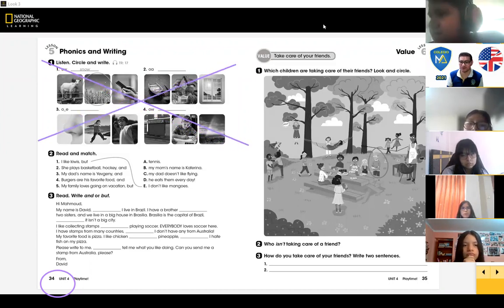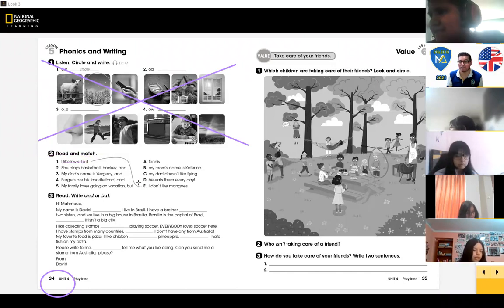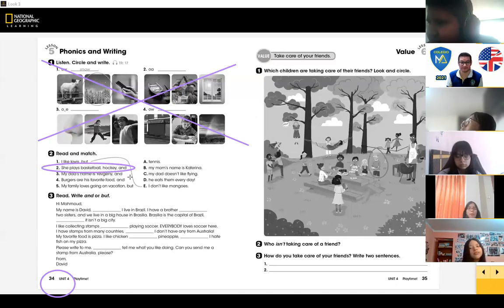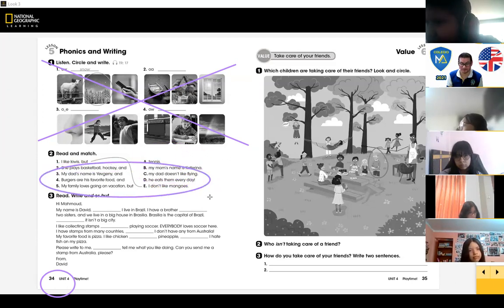La activity one, la primera actividad no lo van a hacer porque esto es un listening. Ya, van a tener que escuchar, eso lo vamos a trabajar en clase. La segunda actividad, esta sí lo van a trabajar ustedes, dice read and circle. Dice, I like kiwis, but I don't like mangoes. Dice, she plays basketball, hockey, and ¿qué más? Estás hablando de deportes, ¿verdad? ¿Cuál será lo correcto? ¿Te contextualizas? Tenis.